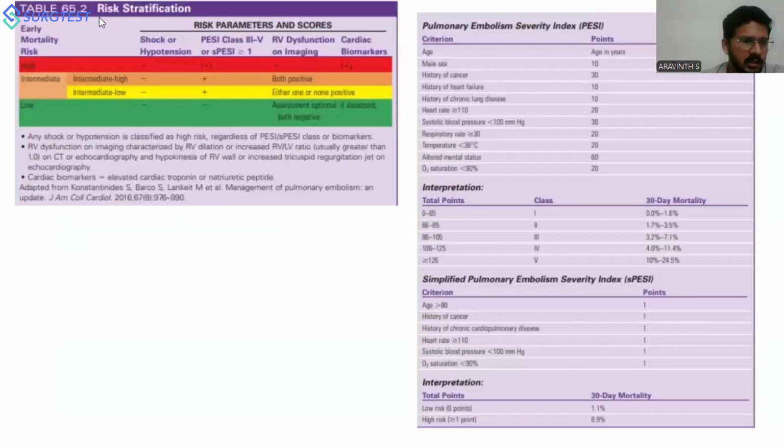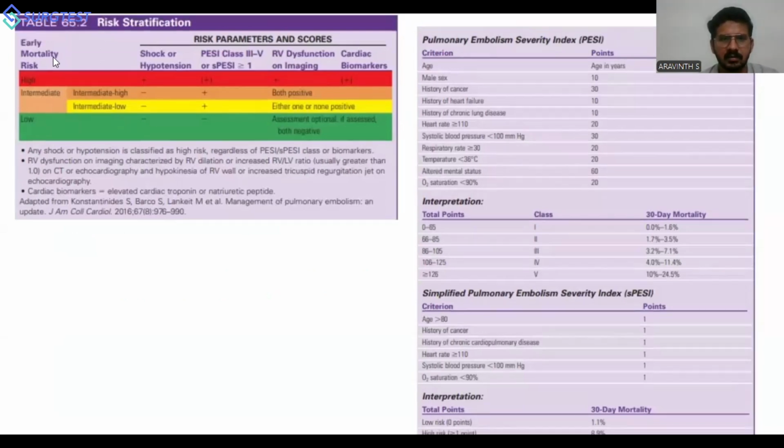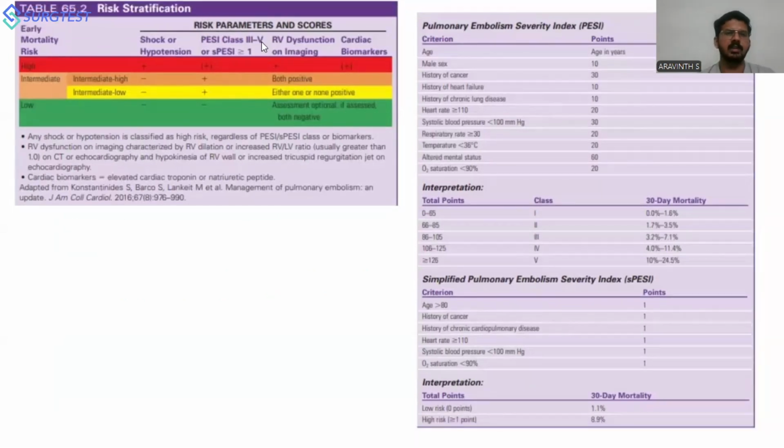So look closely here. The stratification is based on this. When you look closely here, your stratification is based on the PESI score. The highest risk is based on PESI class 3 to 4 or shock or hypotension present. So these are the two high risk groups. And RV dysfunction on imaging and cardiac biomarkers, all of them have to be positive. Patient should have shock or hypotension, but as far as high risk, regardless of PESI or simplified PESI class or scores.